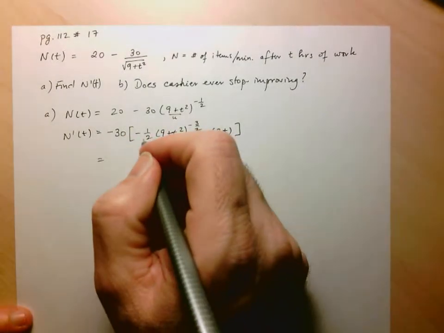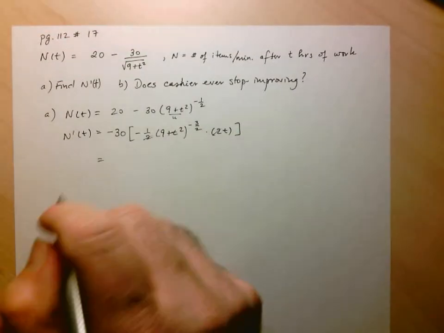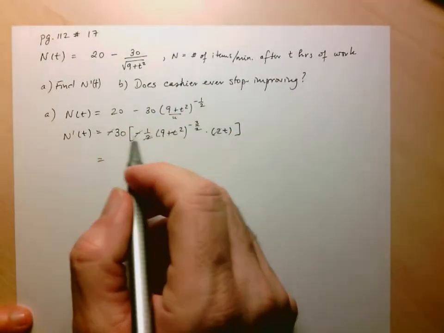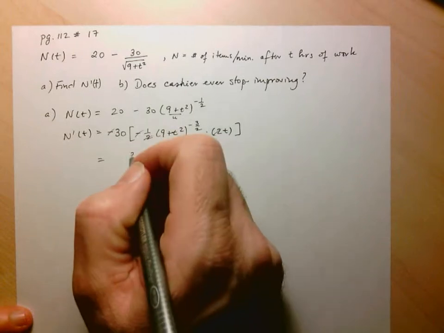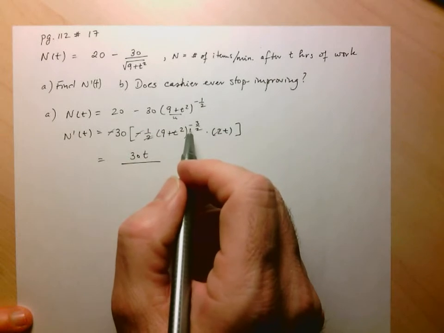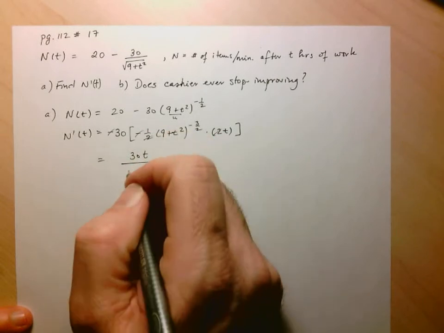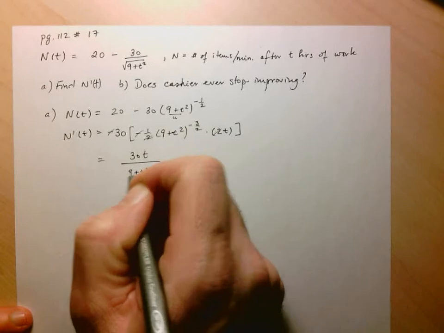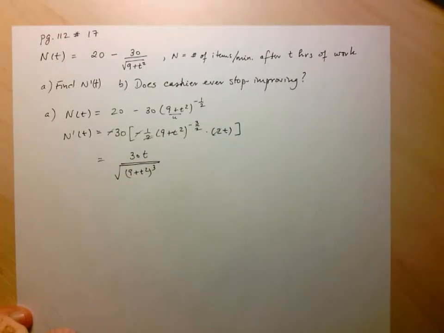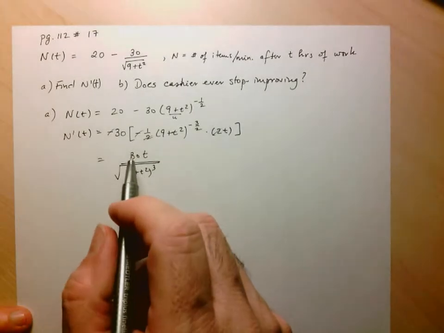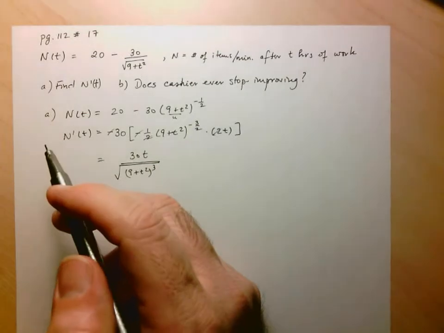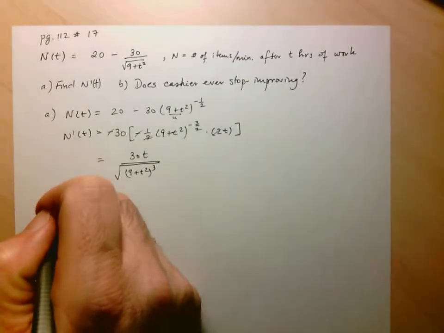Here we have the 2's that reduce. I've got these negative signs that become positive, and so what I'm left with in the numerator is just the 30 and the t. In the denominator, I'm going to bring this down because of the negative exponent. First I'll cube it, 9 plus t squared cubed, and then the 1/2 is just going to represent a square root. So this is the derivative function, the rate of change of this function n, which represents the number of items per minute.